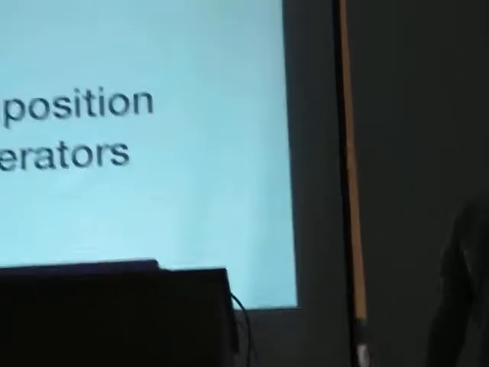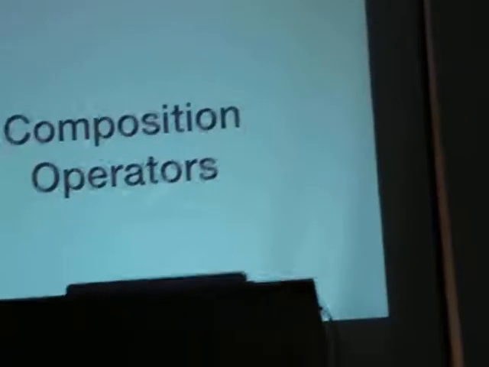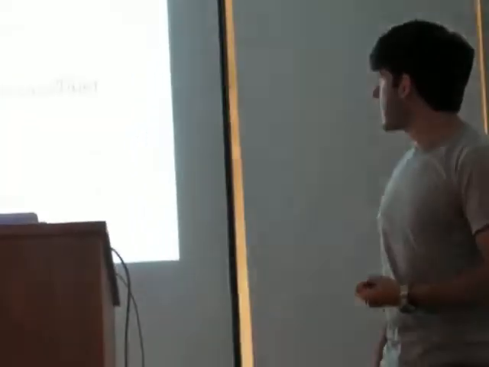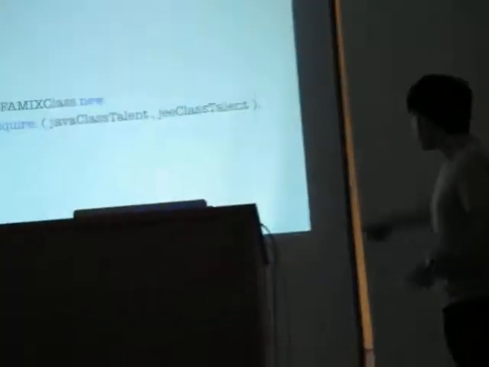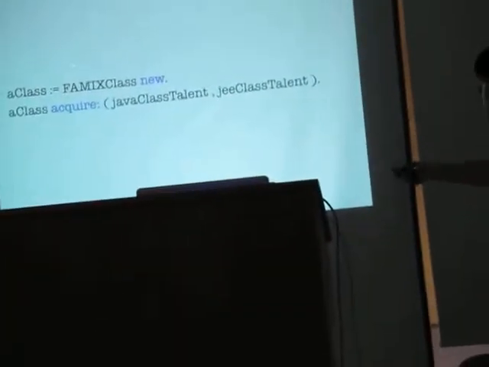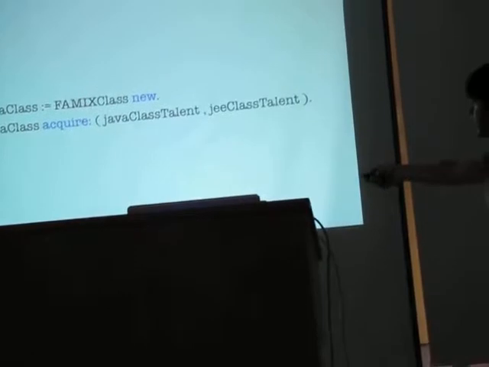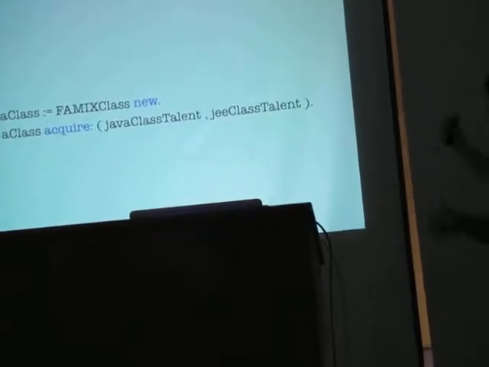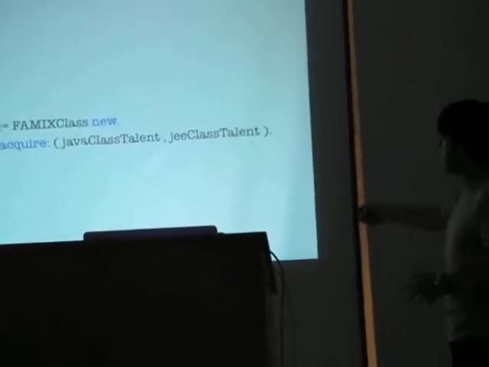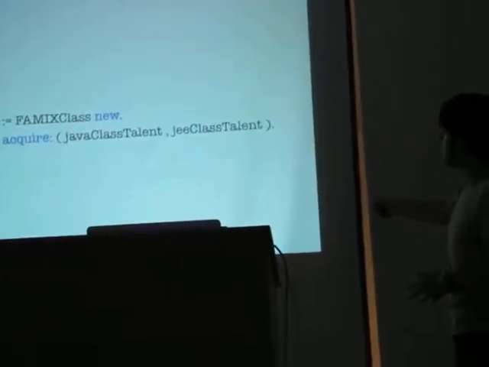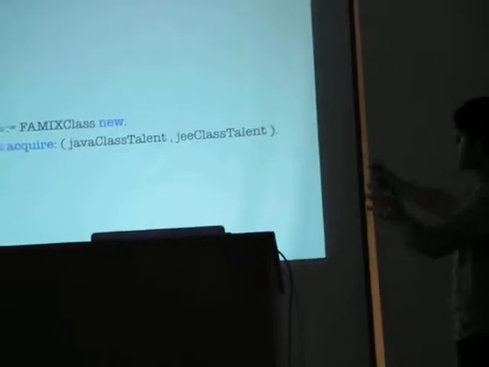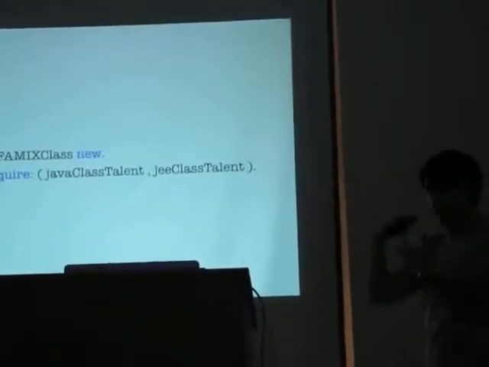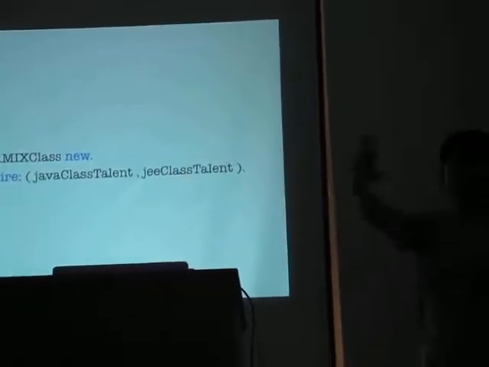And then we have the composition operators. These are operators that allow us to have a richer composition. We have composition, so if we want to have a particular instance of a class which has Java class talent plus JQuery class talent, that's going to have all the methods defined in a Java talent and a JQuery talent that we want to have in this particular model. So we can start composing these models to have richer models to apply different kinds of analysis.